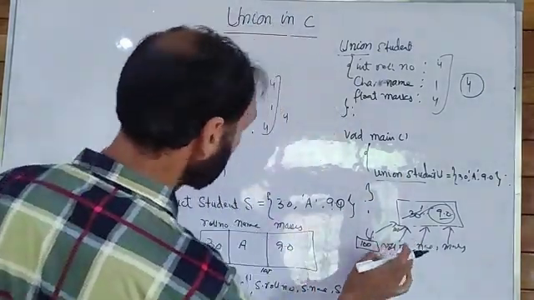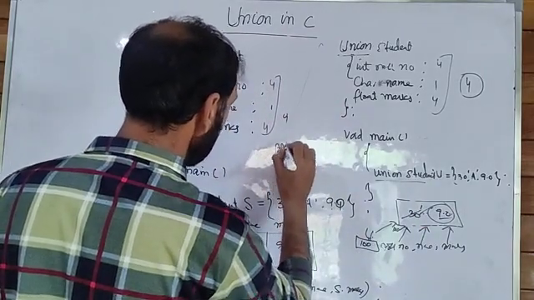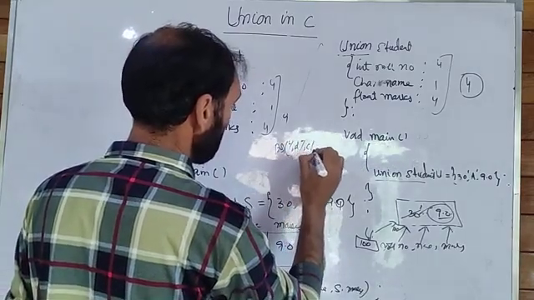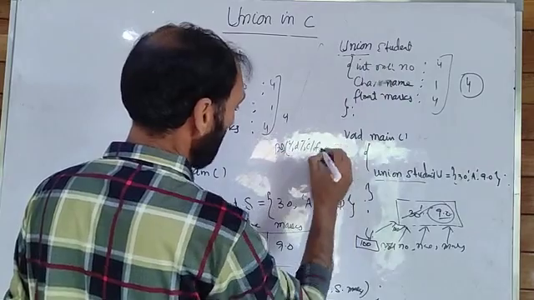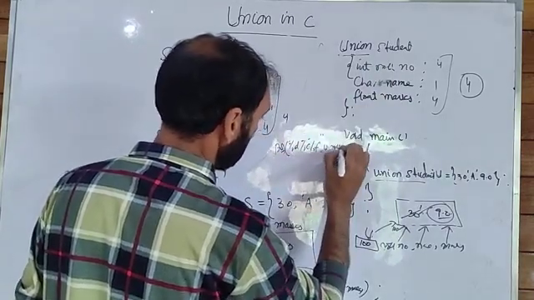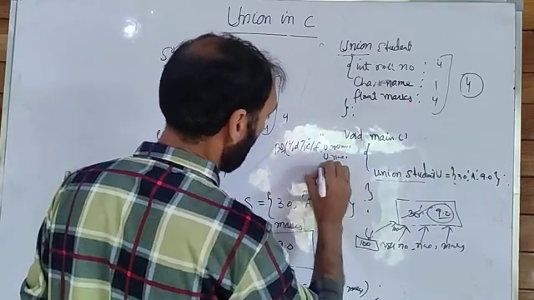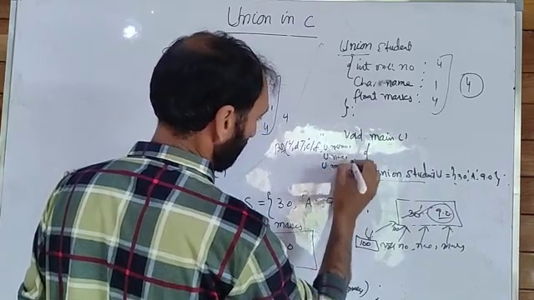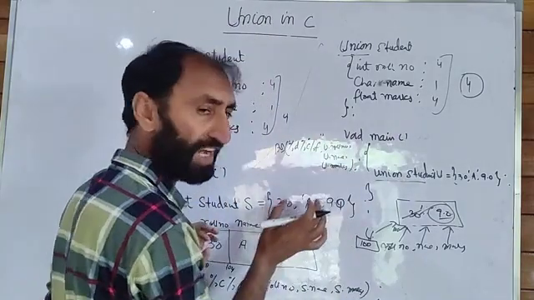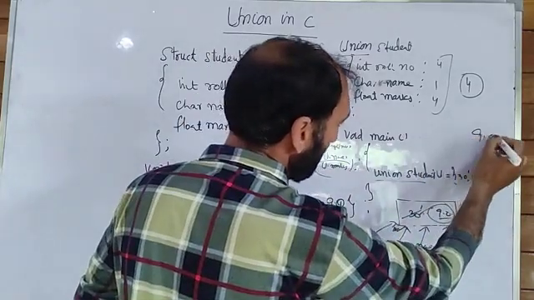For example, if I want to print these values, how can I print here? I will write printf with %d %c %f, and then u.rollnumber, u.name, and u.marks. By writing this instruction, what will get printed? Only the last value, u.marks, 9.00, will get printed.